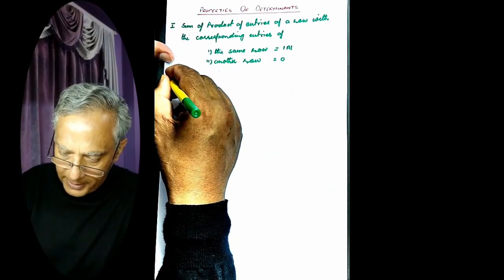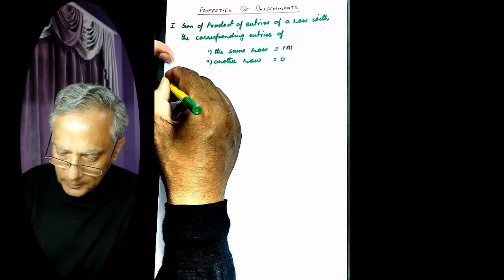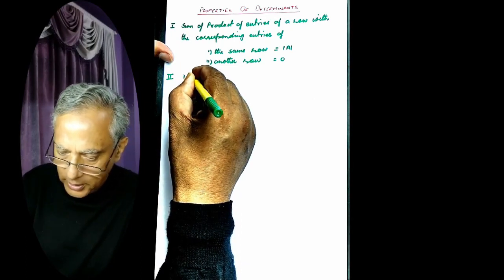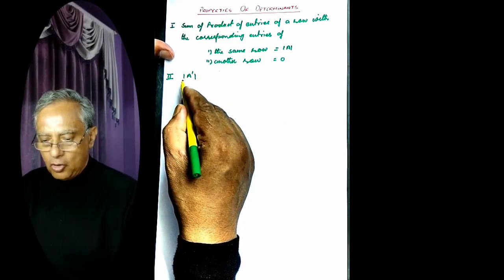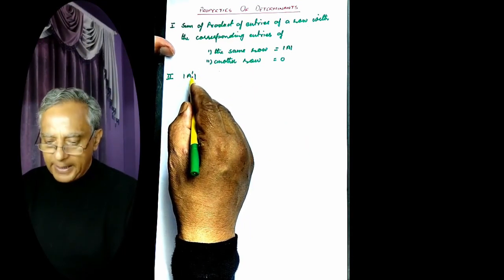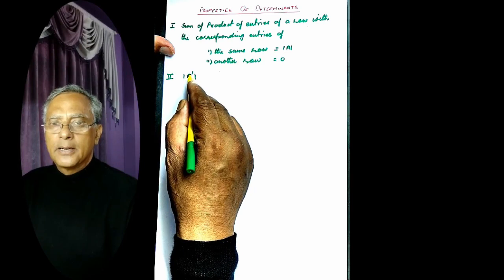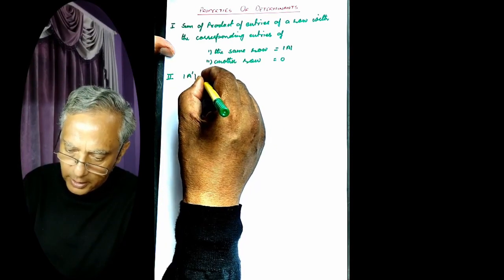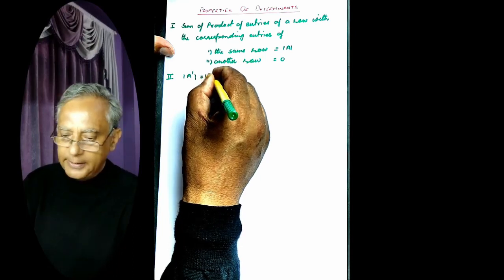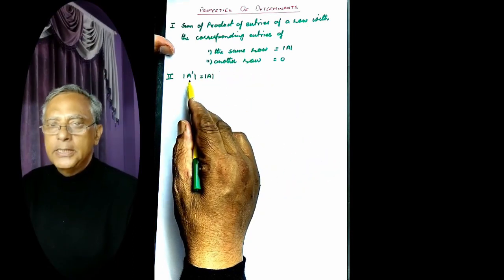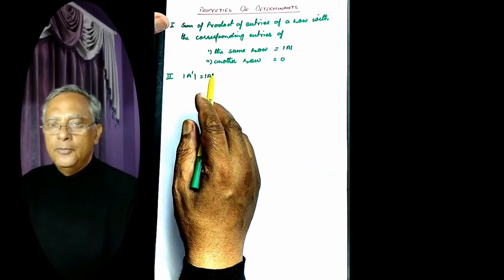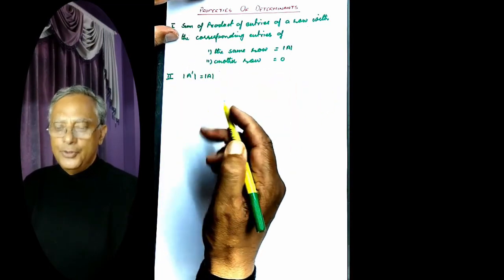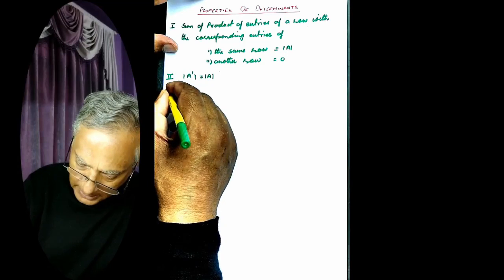The second property is determinant of A transpose. If we interchange the rows and columns of the matrix, we get its transpose. Now determinant of the transpose is equal to determinant of A. That is, there is no change in the value of the determinant if the rows and columns of the matrix are interchanged.